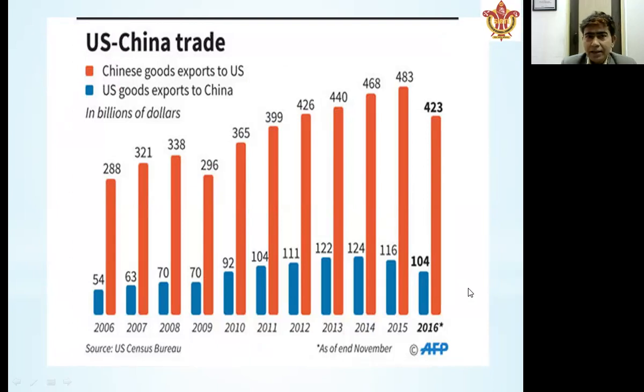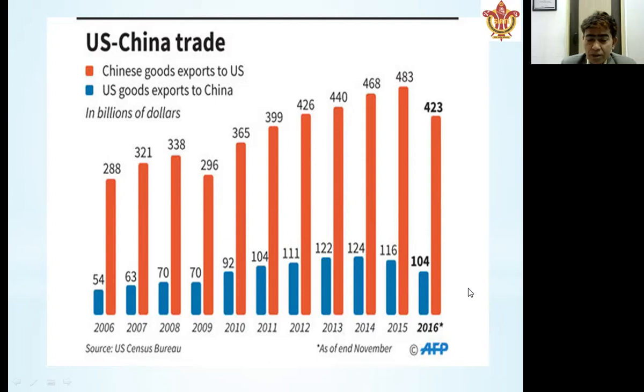On the other hand, US goods exports to China were very minimal. In comparison, in 2006 it was 288 for China, while for the US it was only 54. So on one hand China had 288, and on the other hand the US had only 54. So there was a great trade deficit. But how is the US economy not affected by this trade deficit?